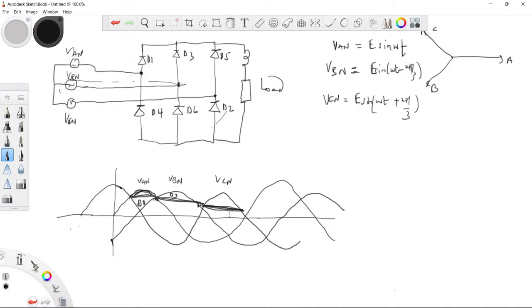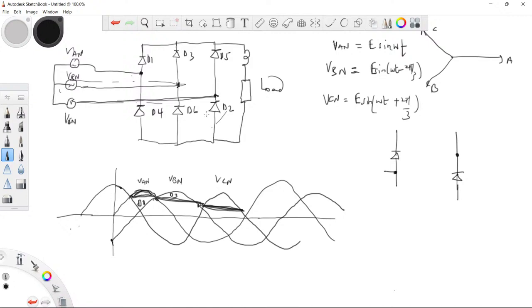Now when VCN is minimum, D2 conducts. You get it? For the connections to the back, if I have a diode like this and the maximum is connected here, it conducts. If I have it like this and a minimum is connected here, it conducts. It's about the reverse bias for it to conduct with the back. So when A is maximum, this one conducts. When B is maximum, this one conducts. When C is maximum, this one conducts. Now when C is most minimum, D2 conducts.